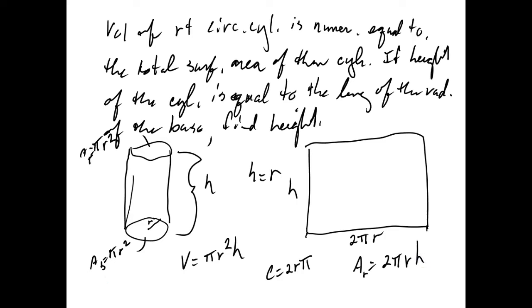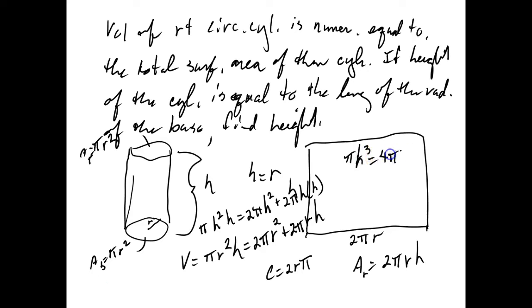Now what our sentence up here said: the volume of the right circular cylinder is numerically equal to the total surface area of the cylinder. Well, here was the volume. The total surface area is 2 pi r squared plus 2 pi r h, because it was top and bottom and the sides. Now, if those are numerically equal to each other, and the other little key here is r is equal to h, so everywhere you see an r, put an h. Pi h squared times h is equal to 2 pi h squared plus 2 pi h times h. And that gets to be a pretty simple equation. Pi h cubed is equal to 4 pi h squared.